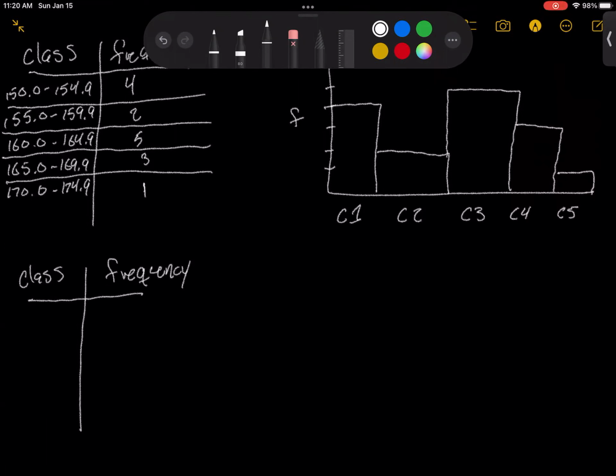So cumulative frequency distribution will be any value less than 154.9. Actually, we'll do less than or equal to 154.9 because that's the upper limit of the first class. So if you were 154.9, you would still be in that first class. So how about instead we say strictly less than 155.0.